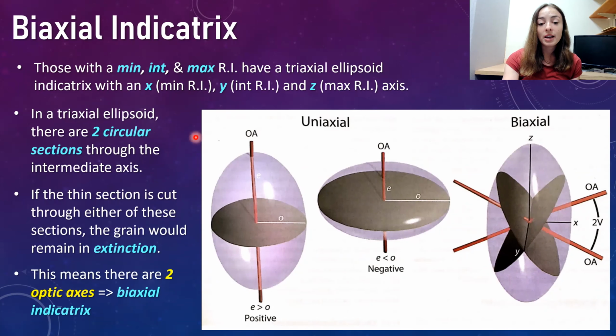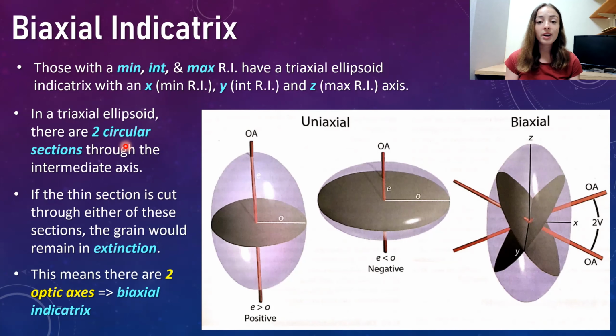Now, that's not to say that the uniaxial ellipsoid is 2-dimensional. It is 3D, but the X direction and the Y direction that would be represented by the uniaxial figures are the same magnitude, and so therefore they basically just have an X and a C, or whatever you want to label them, C, Z, whatever. But basically in the biaxial mineral, the Z is the maximum RI axis, the X is the minimum RI, and the Y is the intermediate. And so we have an axis that represents each one of these 3 RI values, rather than just 2. So in this triaxial ellipsoid, we have 2 circular sections that cut through this intermediate or Y axis.